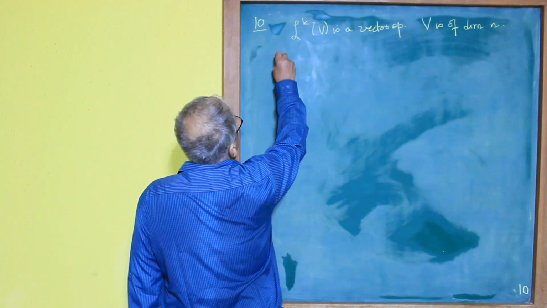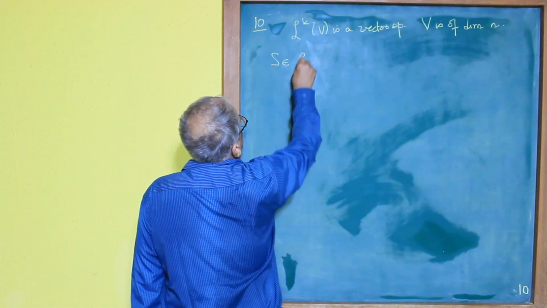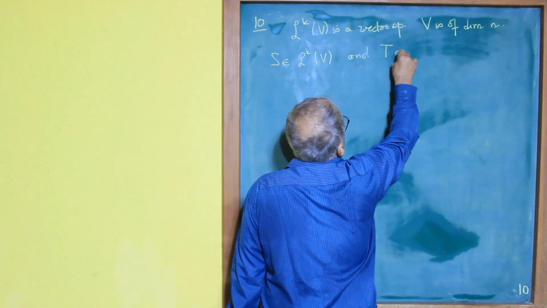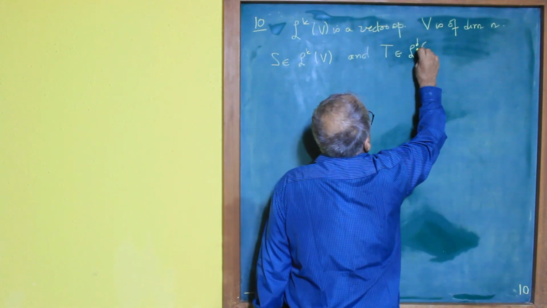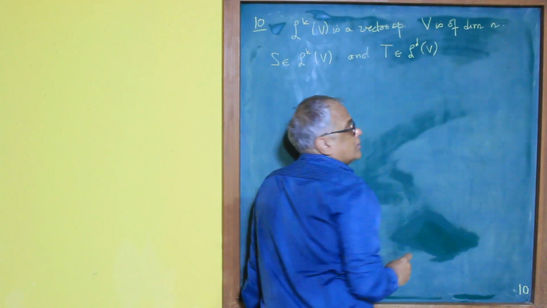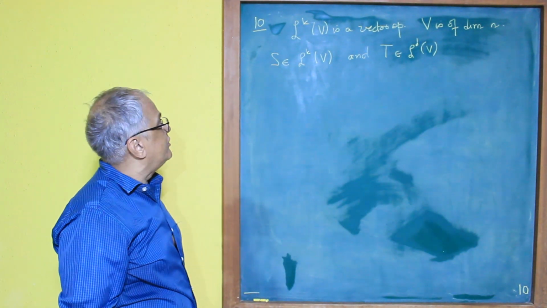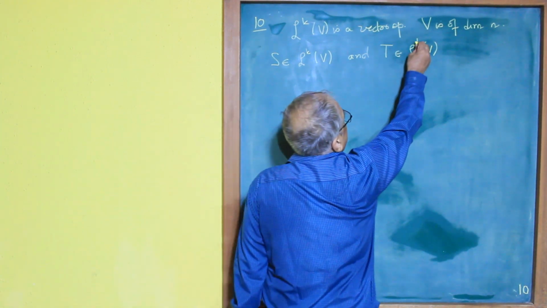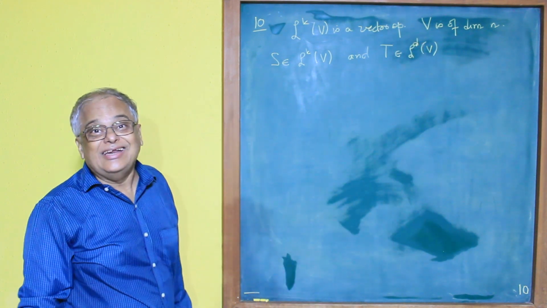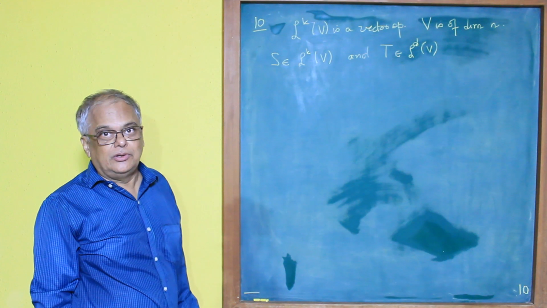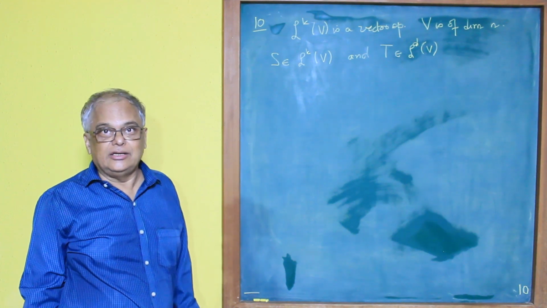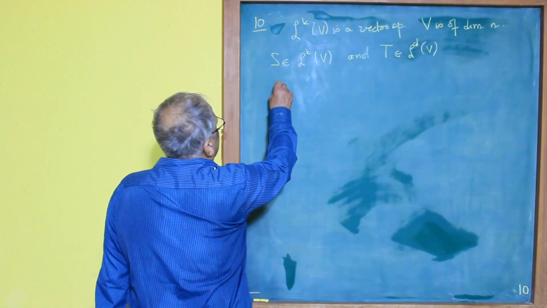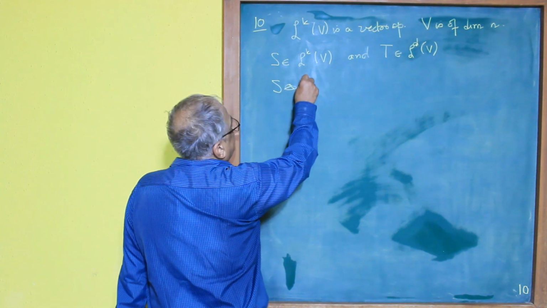So, what does this mean? It says that S is a K multilinear map on V and T is a D multilinear map on V. So K and D are some two different integers, natural numbers, positive integers. I want to define S tensor T.